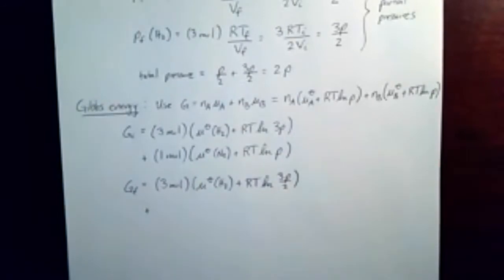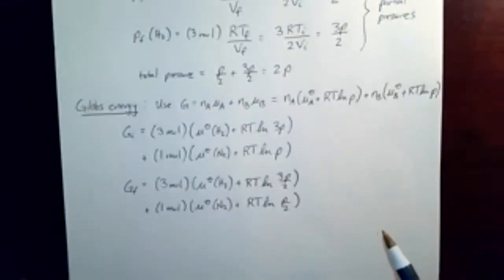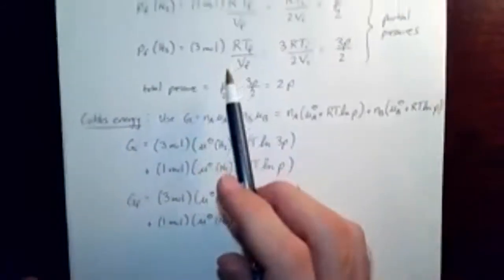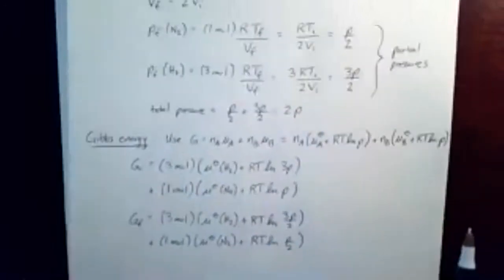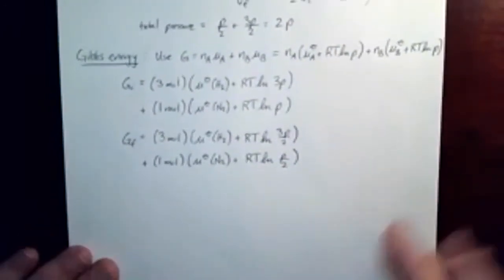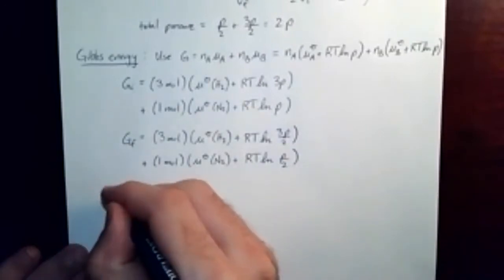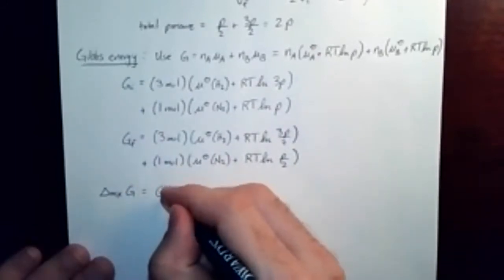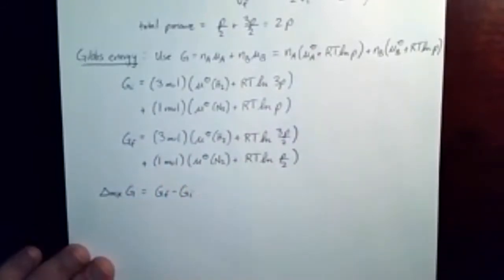Plus, and then for the N2 gas, I have this, where the final pressure of the N2 gas is p over 2. All right, now, this is what we've been after the whole time: I want to know what's the delta G. So I'm going to subtract G final minus G initial.